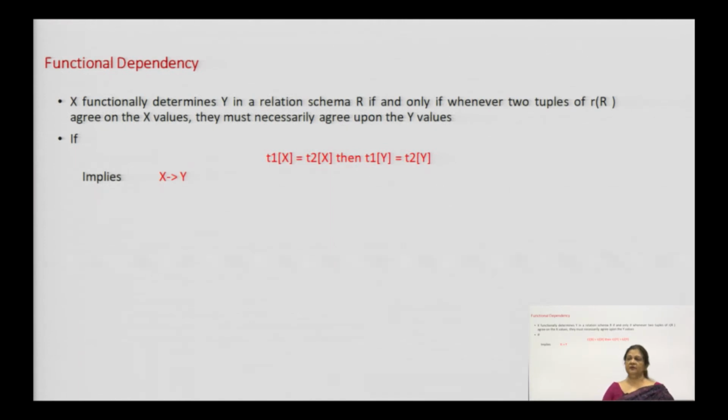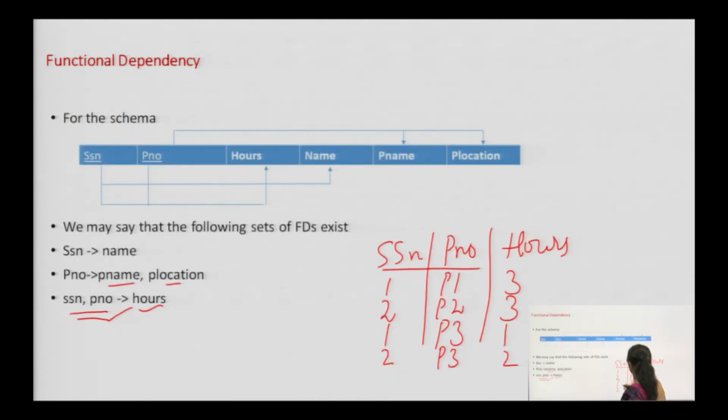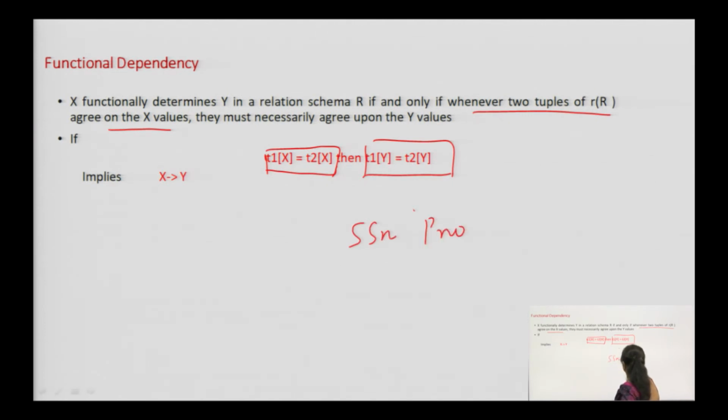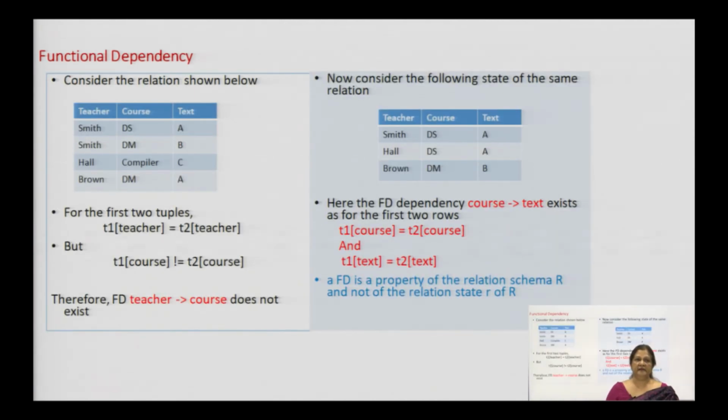A formal definition of the functional dependency says that X functionally determines Y in a relation if and only if whenever two tuples of the state of R agree on their X values, then they must necessarily agree on the Y values also. For example, if I say over here SSN, I will take name over here. If two tuples agree on the X value, then they must necessarily agree on the Y value also. That means, every time SSN is 1, the name is going to be Amit. This is the formal definition of functional dependency.